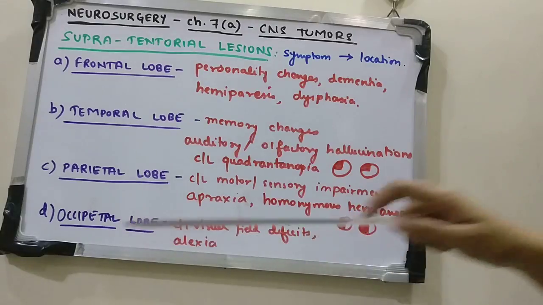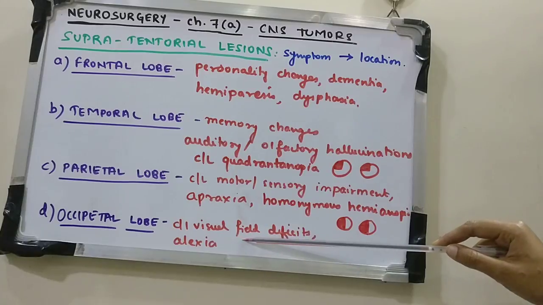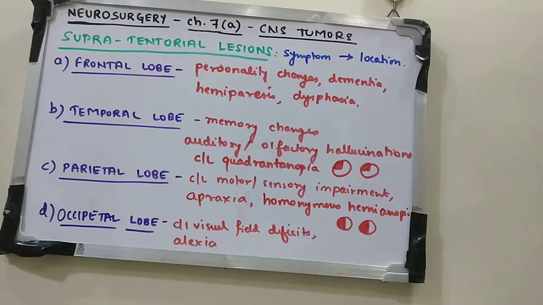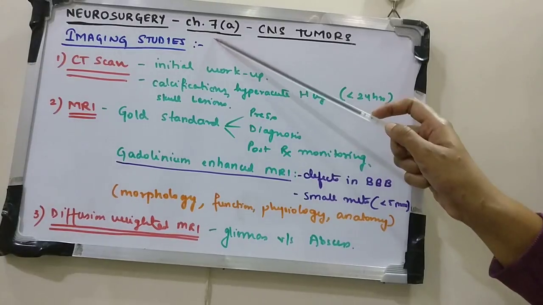Now moving on to occipital lobe lesion. If the tumor is in the occipital lobe, the patient may present with contralateral visual field defects or deficits, and alexia. Alexia is like he will not be able to identify the written words. So he is able to see, but he is not able to identify what is written or what he is seeing. Like if I show him an apple, he can see an apple, but because the lesion is in the occipital lobe, he will not be able to identify in his brain that it is an apple. So that is it. Moving on to the imaging studies done for cerebral tumors.